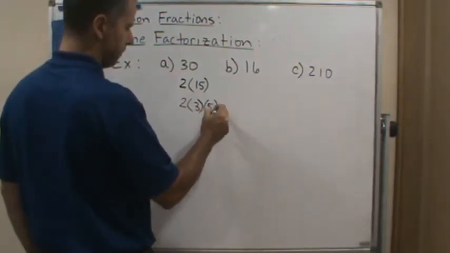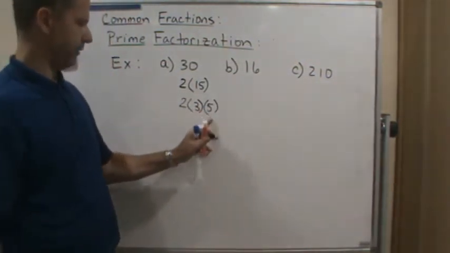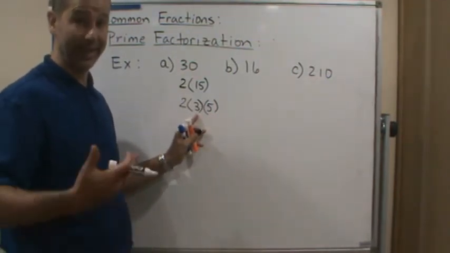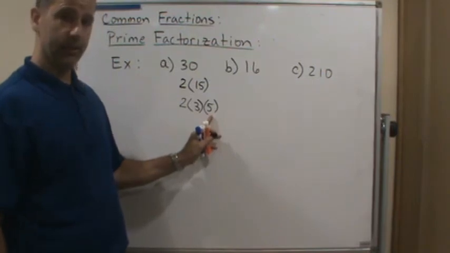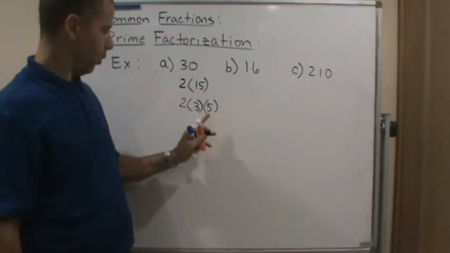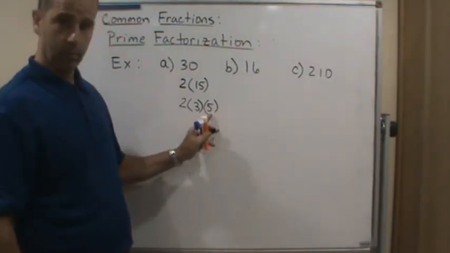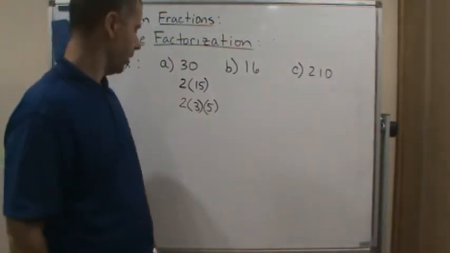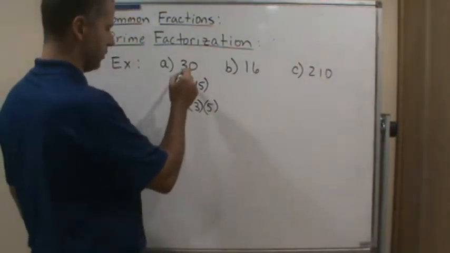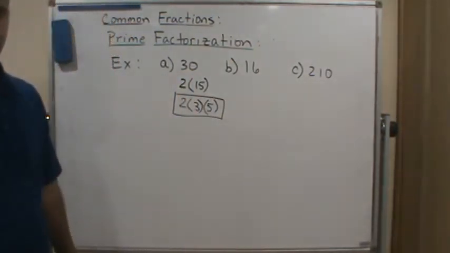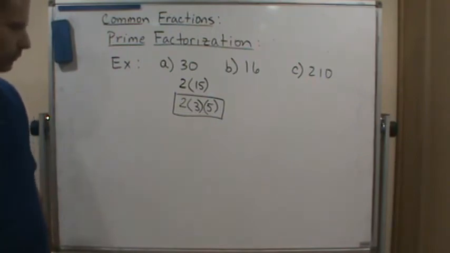2 times 3 times 5. Now we go to the 5 and we say, okay, is 5 divisible by 3? Because again, it might be divisible by 3 again. So let's try it. Is 5 divisible by 3? No. So then we go to the next prime number, 5. Oh, wait a minute, we already have 5. So we're done. So that means the prime factorization of 30 is this. Okay? Now let's do B, and let's do what's called the factor tree.